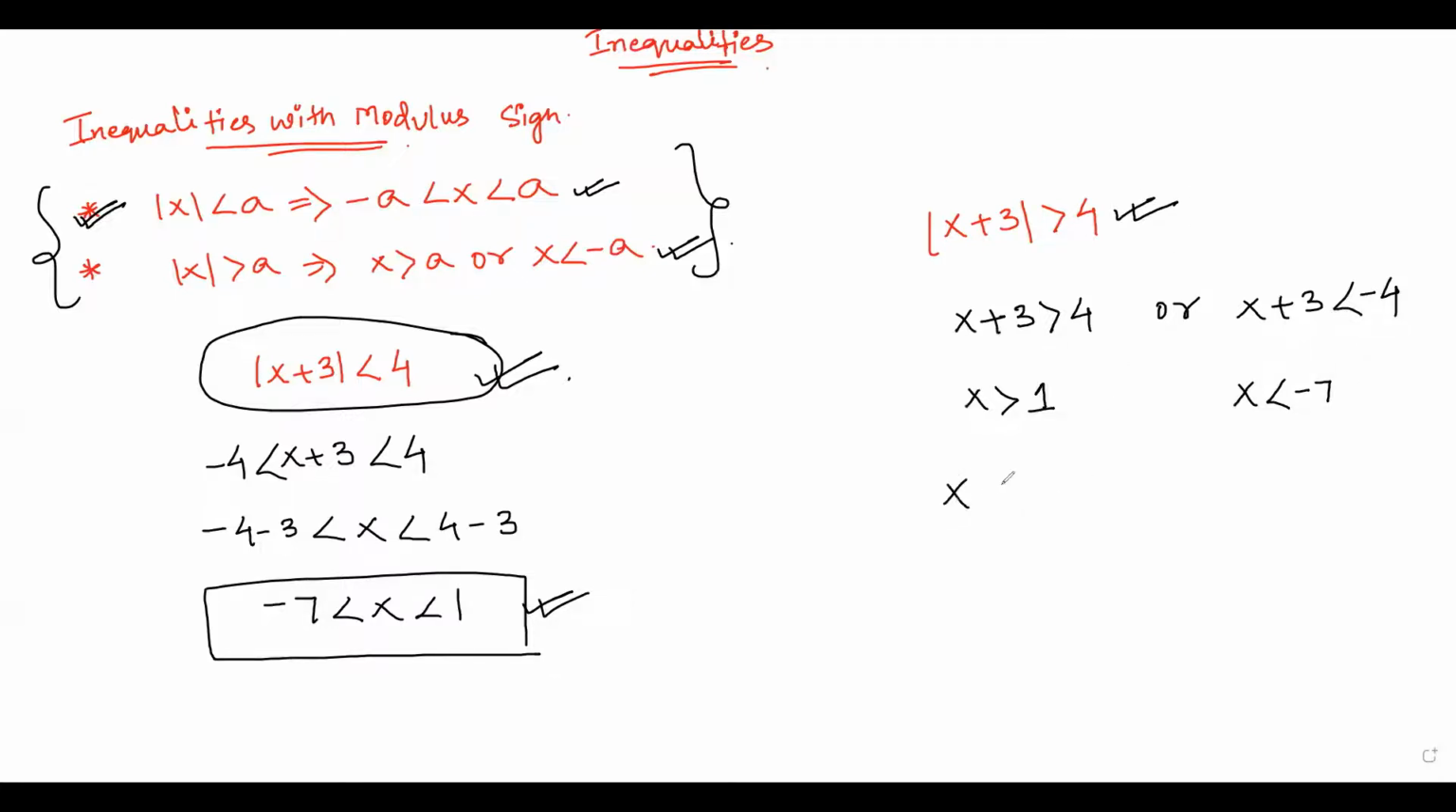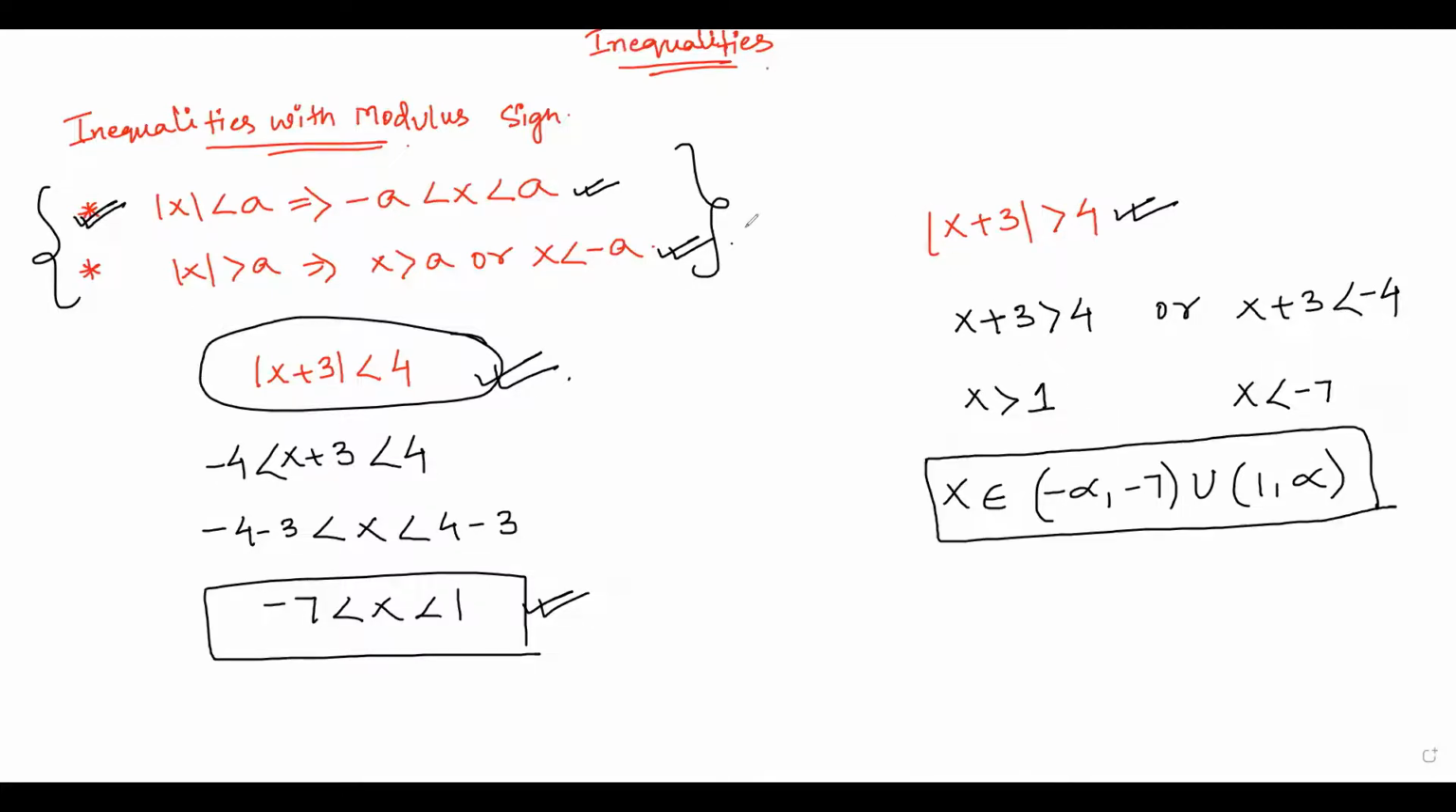So the range of values of x for which mod of x plus 3 would be greater than 4 would be simply x belongs to minus infinity to minus 7, open bracket, union 1 to infinity. Again, we are using open brackets here since x equal to minus 7 and x equal to 1 do not satisfy this inequality. So we can directly use this to find the range of values of x which would be satisfying given inequalities.